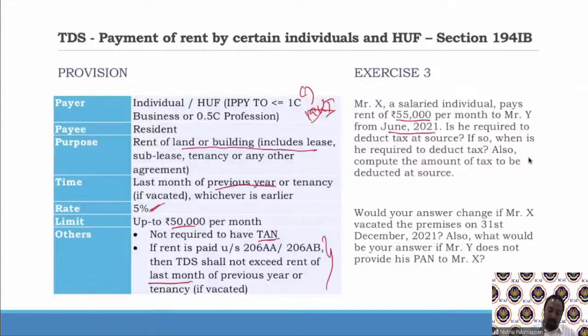Now what does it say? Also compute the amount of tax. We have already computed. Would your answer change if X vacated the premises on December 21? So now what happens when he is actually vacating?